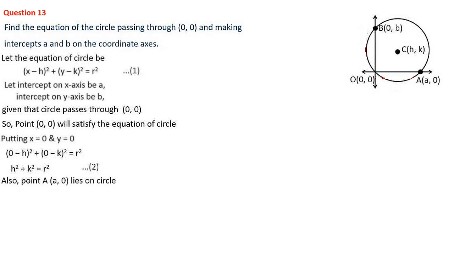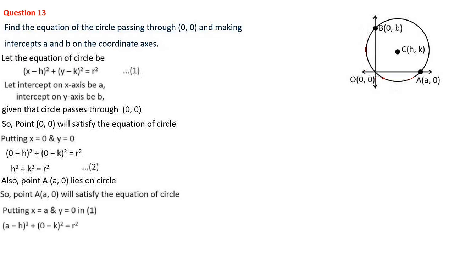Then the circle is passing through the point a, 0 as well. That means a, 0 also will satisfy the equation of the circle. Let's put x equal to a and y equal to 0. That is a minus h the whole square plus 0 minus k the whole square equal to r square. Expand it using the a minus b the whole square form: a square plus h square minus 2ah, plus k square, equal to r square. Here we group h square and k square together, and the remaining terms are a square minus 2ah.